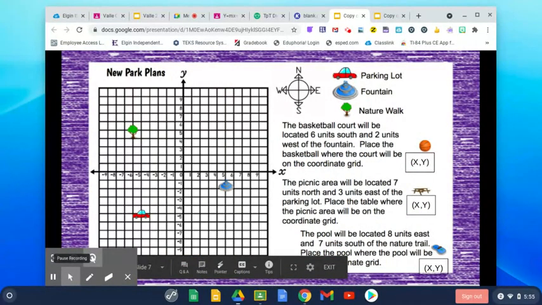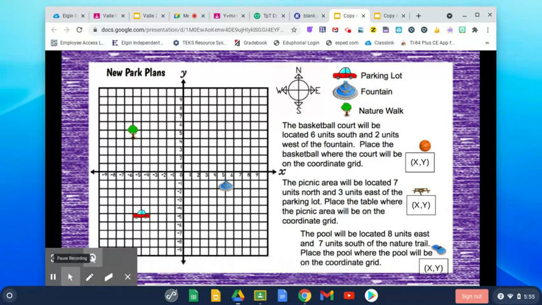Look at the top of this graph. You see a compass. The compass gives you direction: north, south, east, and west. You are going to start at one location and travel to another location. Your answer will be your new location. We are going to start with the basketball court. The basketball court will be located 6 units south and 2 units west of the fountain. Place the basketball where the court will be on the coordinate grid. You're going to give us the new ordered pair.